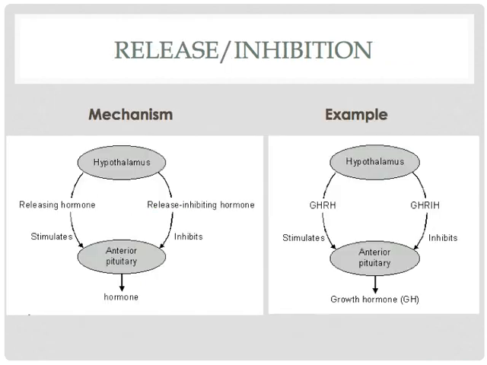Okay, and then on slide 12, I have some examples of how you can start to fill in these little feedback loops for things. So on the left, you just have your blank negative feedback loop. So the hypothalamus is making a releasing hormone or a release inhibiting hormone, which will either turn on or off the anterior pituitary. And on the right, it's filled in. So we're using growth hormone here.